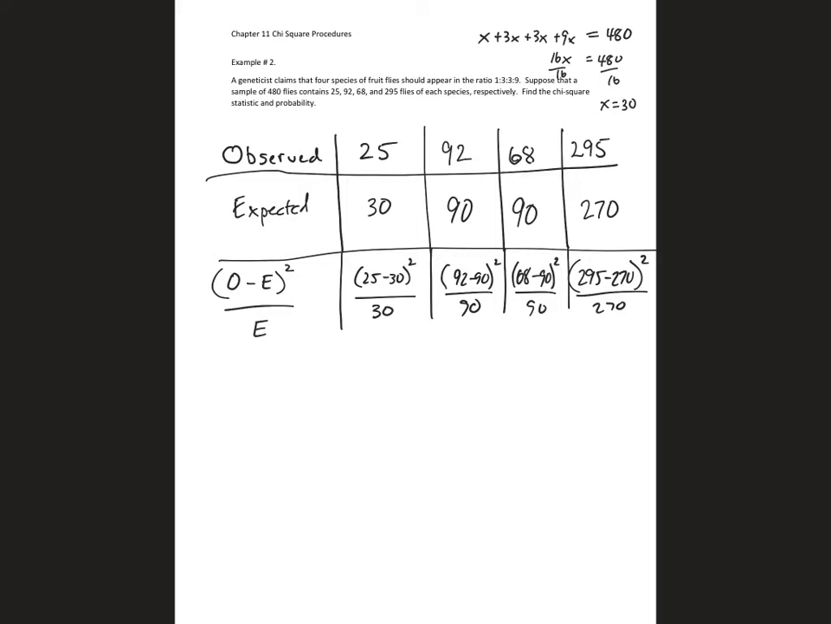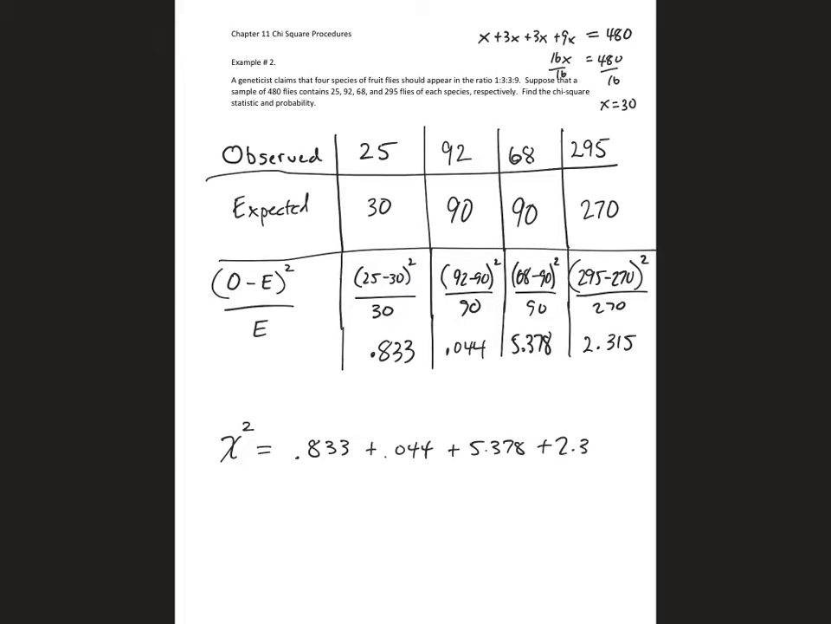So for each one of these, I got 0.833. For this one, I got 0.044. Third row, I got 5.378. And the last one, I got 2.315. So chi-squared in this problem is equal to 0.833 plus 0.044 plus 5.378 plus 2.315. That gave me a chi-squared value of 8.57.